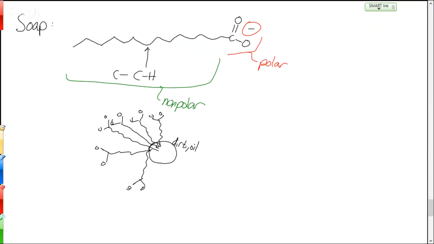So you'll see these types of things on soaps. I don't know if this one has an ingredient list. It doesn't, but things like sodium stearate, sodium lauryl sulfate, those kinds of terms, if you've seen those on soaps and shampoos and things, those are these types of big molecules that can help to get rid of that stuff.